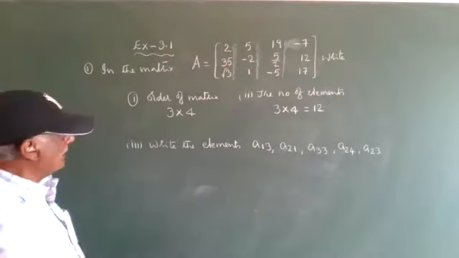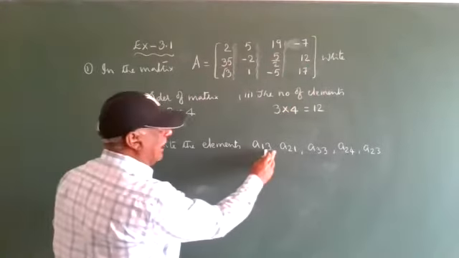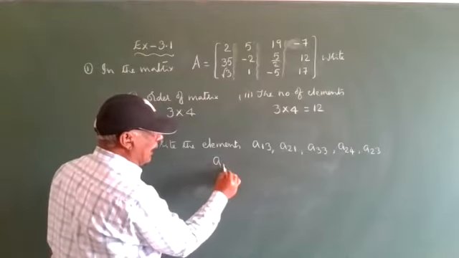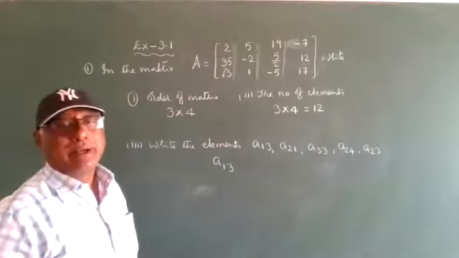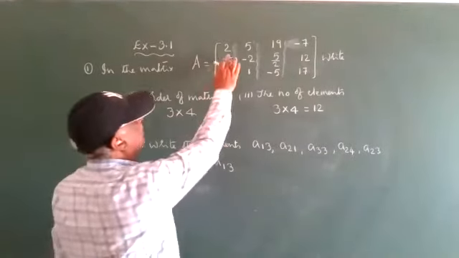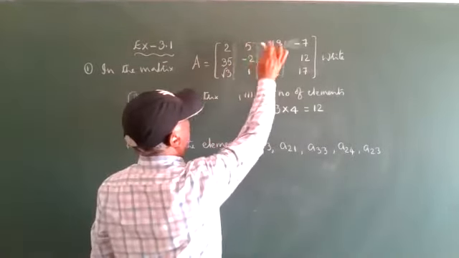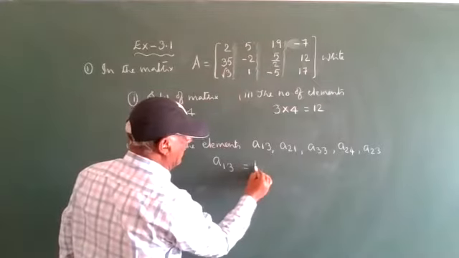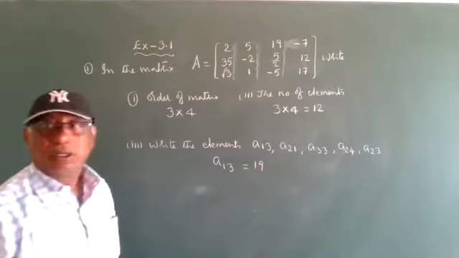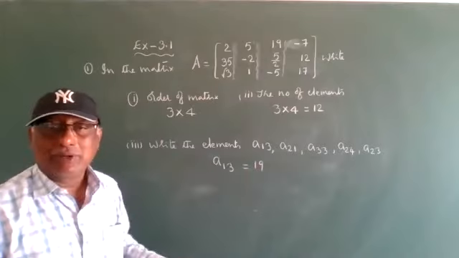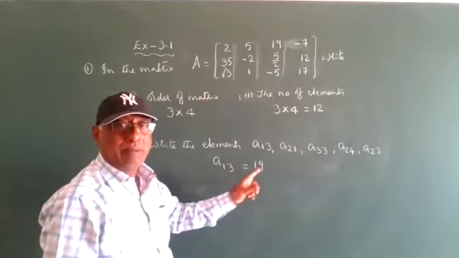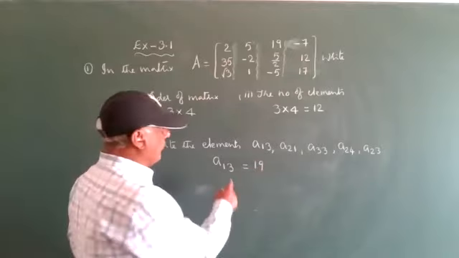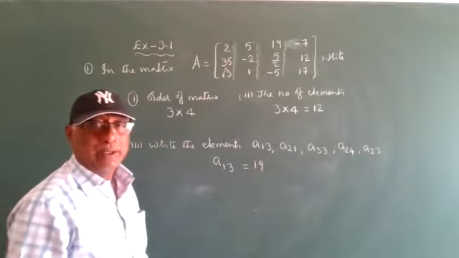Right. Write the element A13. A13 means first row, third element: 1, 2, 3. That is equal to 19. First line, third element is 19. So first row, third element, 19.